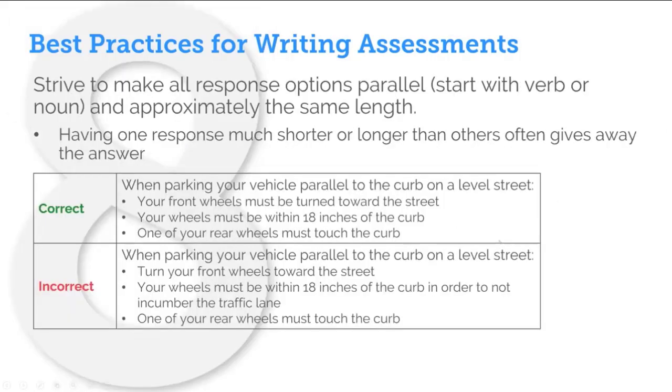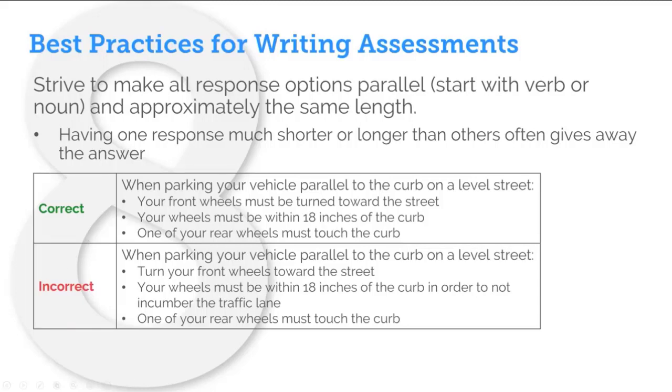And number 8, strive to make all response options parallel to start with a verb or a noun consistently and approximately the same length. Having one response much shorter or longer than others often gives away the answer. And keeping a verb as the first word or a noun as the first word gives consistency in the sentence structure, and it helps to let them evaluate more quickly the options they have for the answer. So I have a couple of examples here.